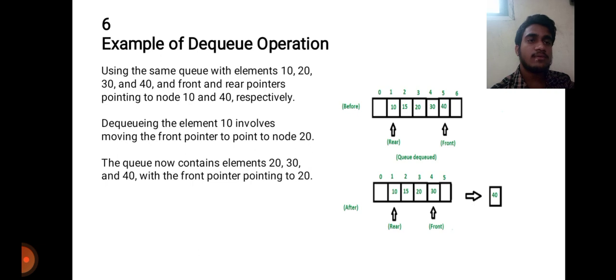Before and after. First, we have to insert 10, 15, 20, 30 and 40. We have to remove the element 40 by using the DQ operation.